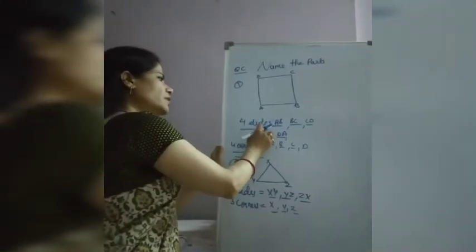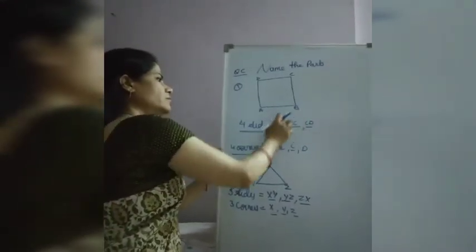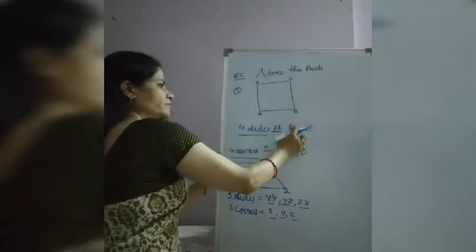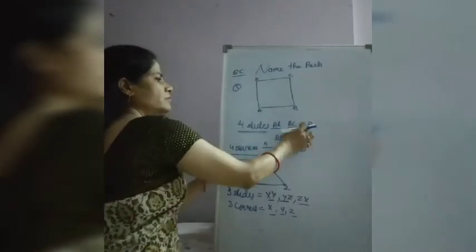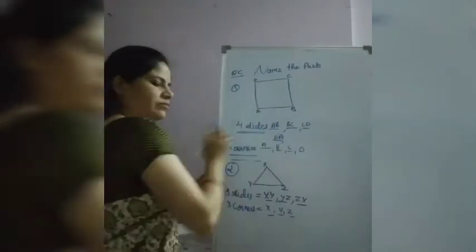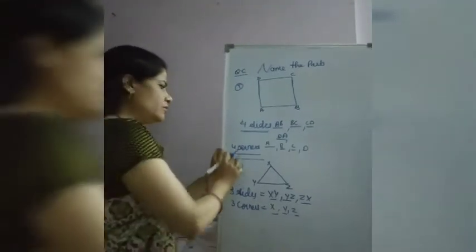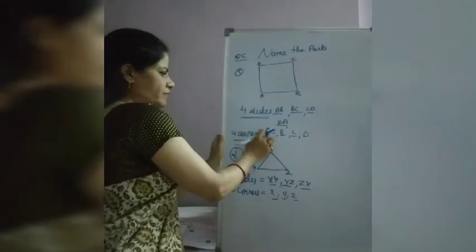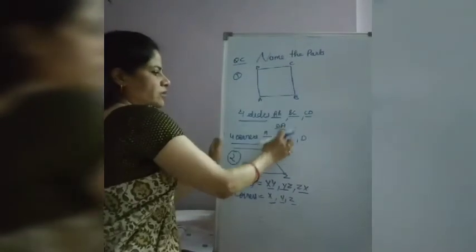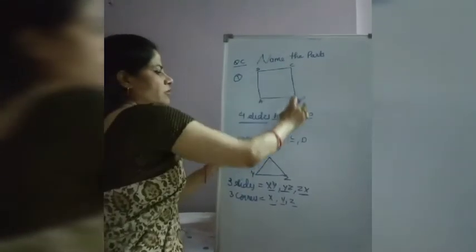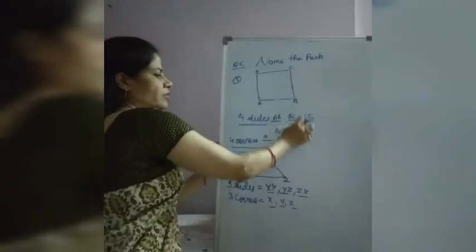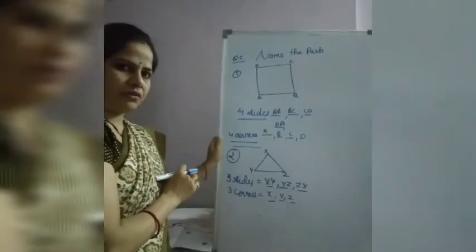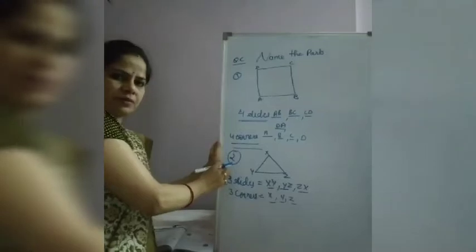So write the 4 sides like AB, BC, CD and DA. These are 4 sides. Then you have to write 4 corners. First corner is A, second corner is B, third corner is C and fourth corner is D. Okay. Now see the next shape.